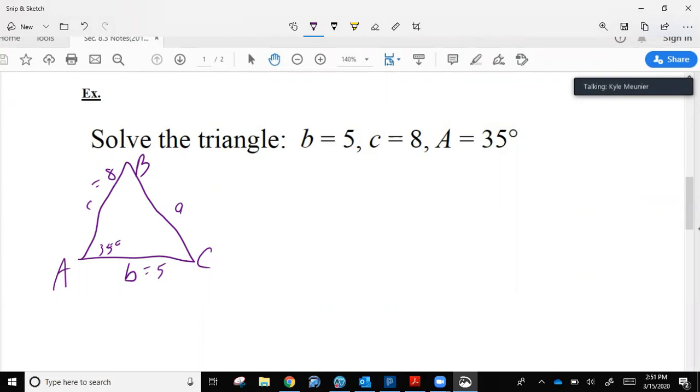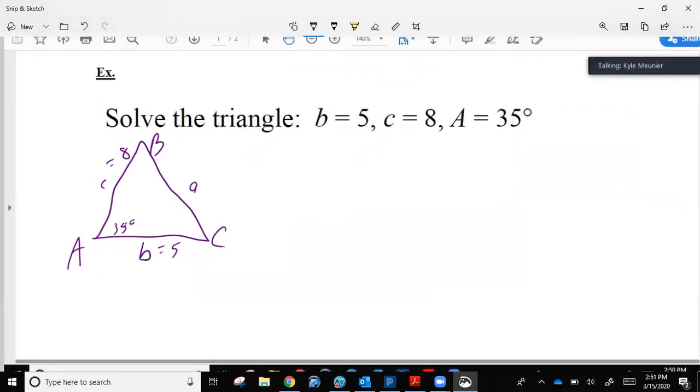This is not a right triangle. Nothing says right triangle. I can't assume a right triangle. Therefore, the Pythagorean theorem cannot be used. SOHCAHTOA cannot be used. I can't use the law of sines from last week because I do not have an angle and opposite side pair. I have angle A, but it's not side A. I have side B, but not angle B. I have side C, but not angle C. I don't have that relationship.